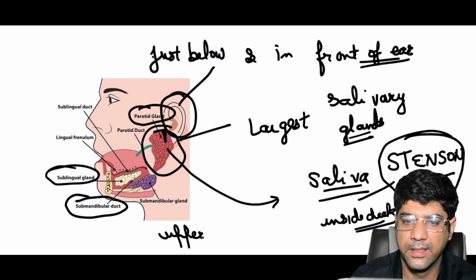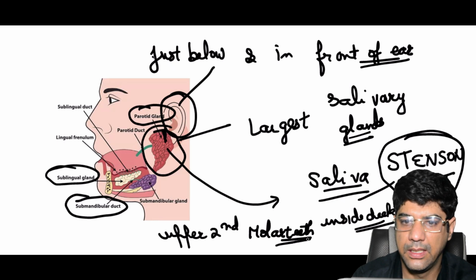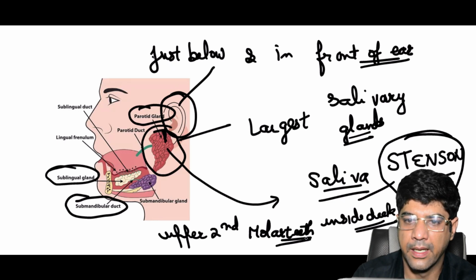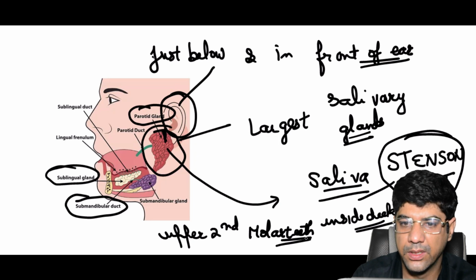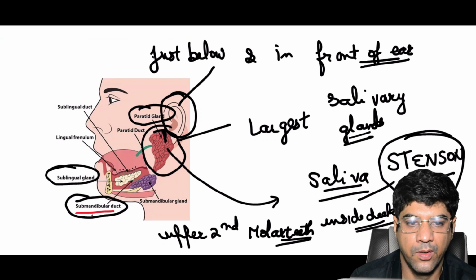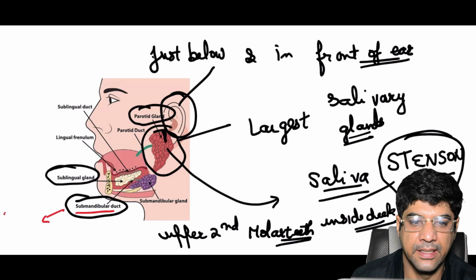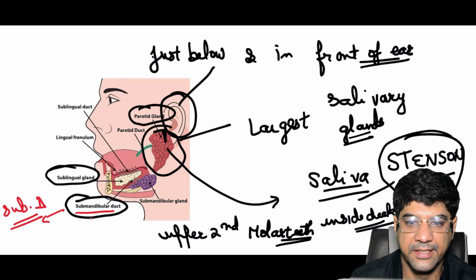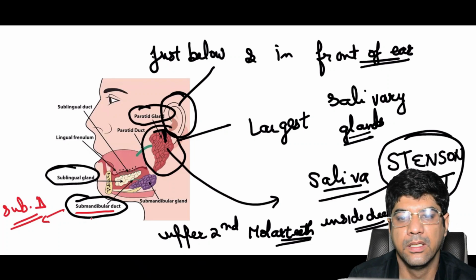against the upper second molar tooth. The second are the submaxillary or the submandibular glands. They are located in the submaxillary triangle that is medial to the mandible.